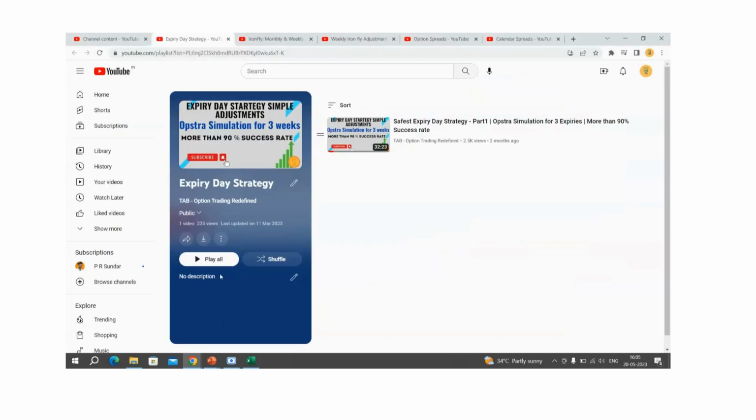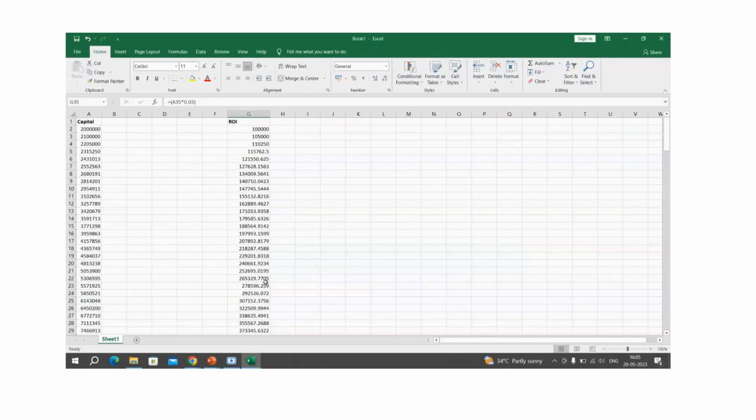Let me tell you some important points in the Excel. Let me open Excel. Say you start with 20 lakhs and keep 5% as the target each month, it takes 3 years to reach 20 crores. So it is going 5 times, right? None of the businesses will give that much capital. And guys, don't expect the same 5% with big capital also.